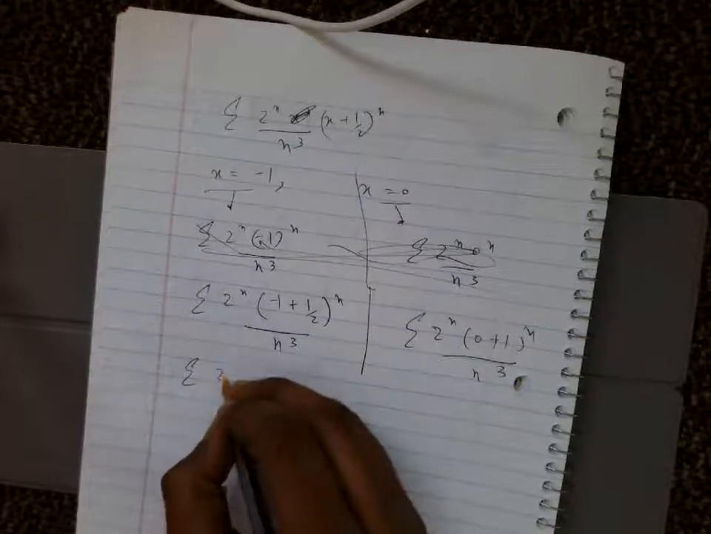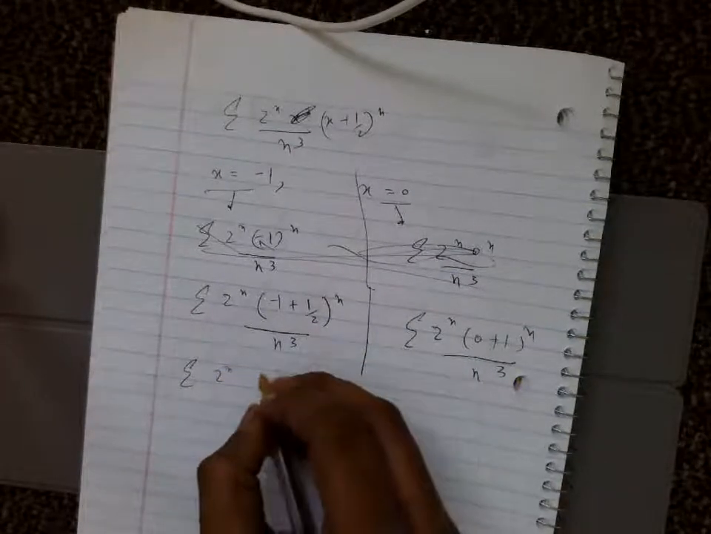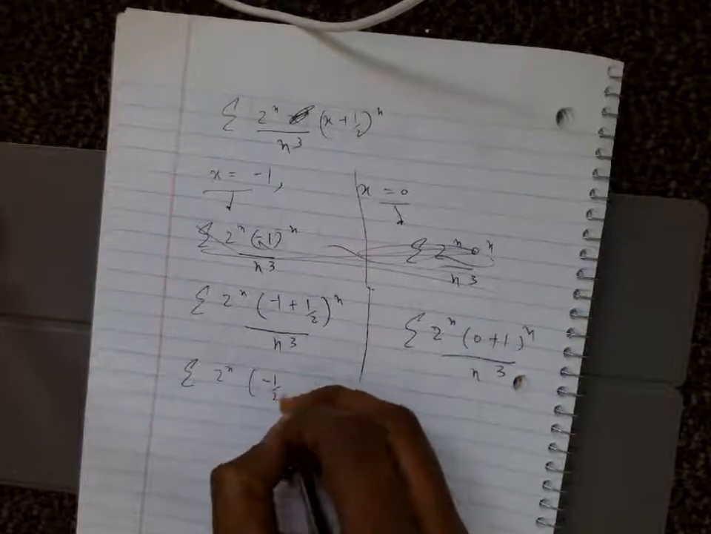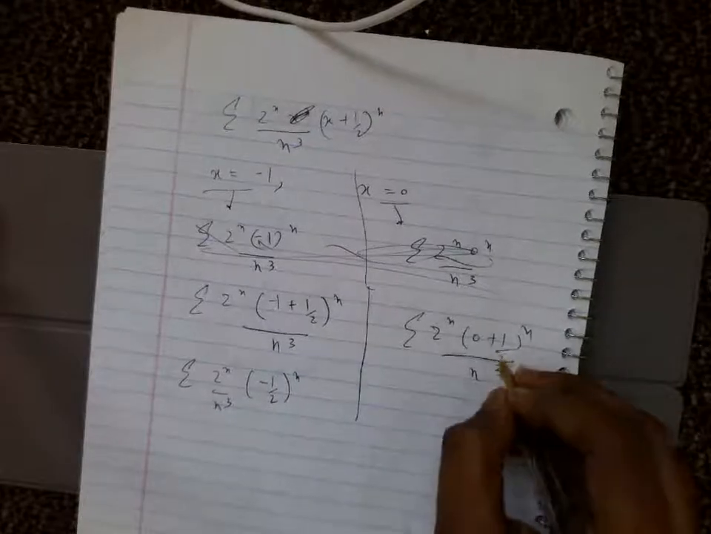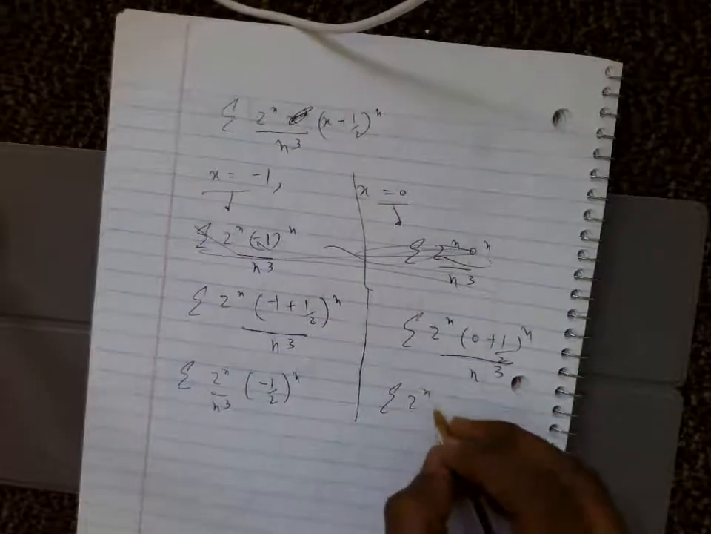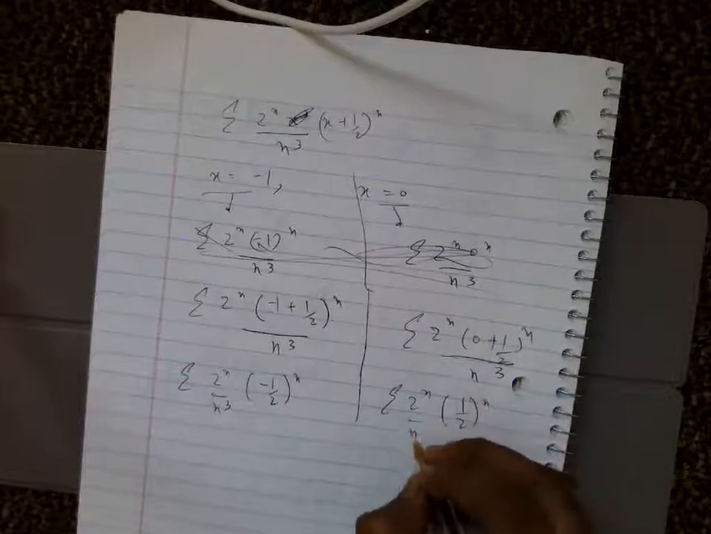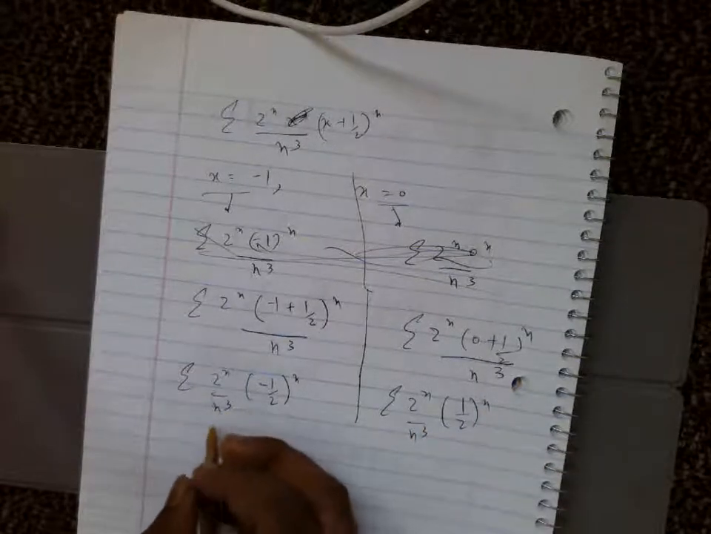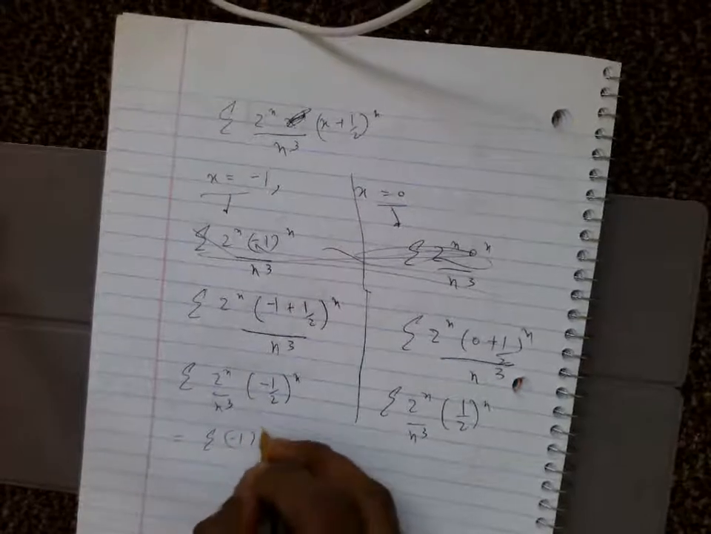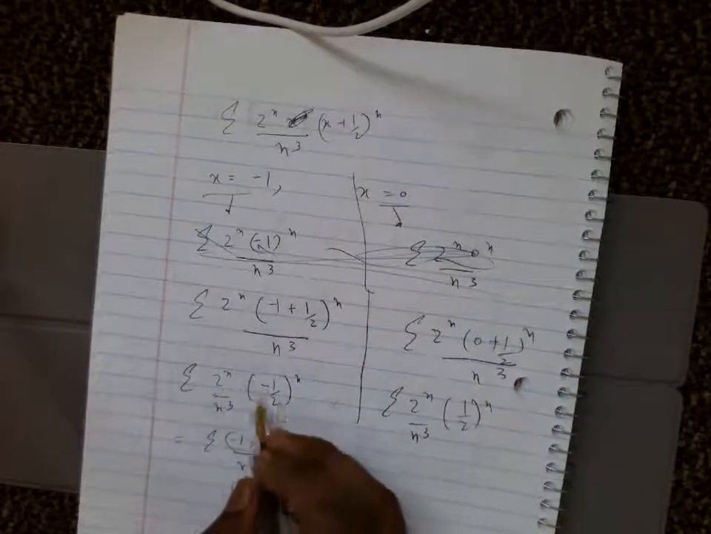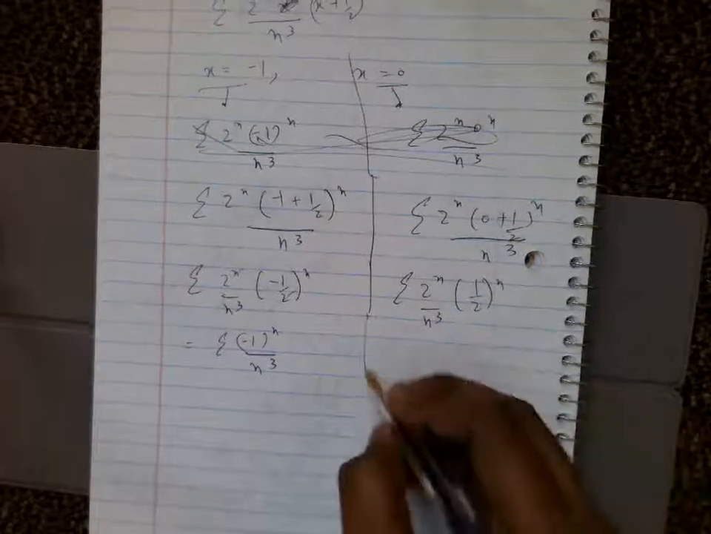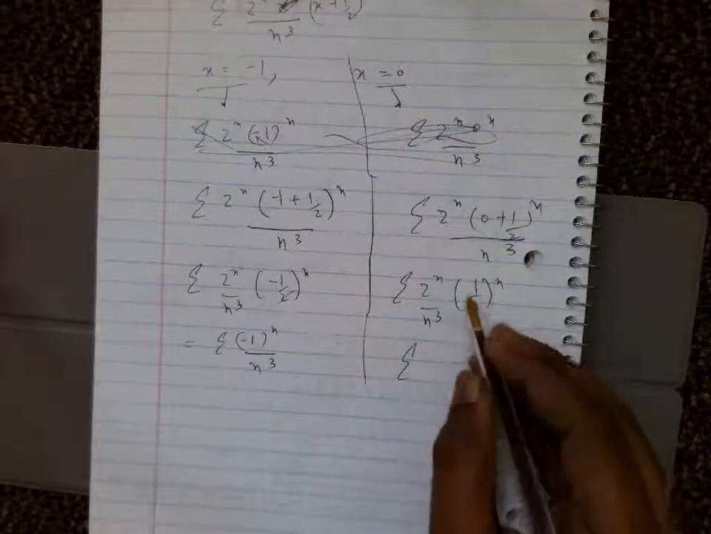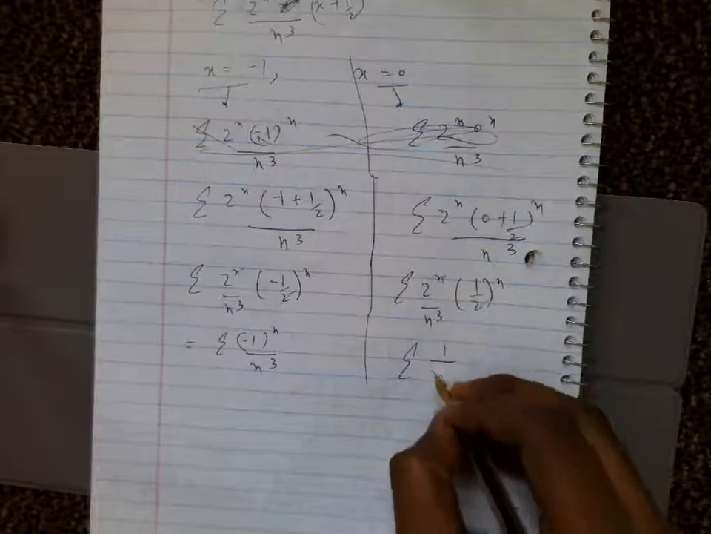So now you have summation 2 to the n. Minus 1 plus half is minus half, and 0 plus half is plus half. So now this can be written down as summation minus 1 to the n by n cube, because this 2 to the power n, 2 to the power n will cancel out, and you have just minus 1 to the power n remaining in the numerator. And here you have summation, so this 2 will cancel out, leaving 1 in the numerator.